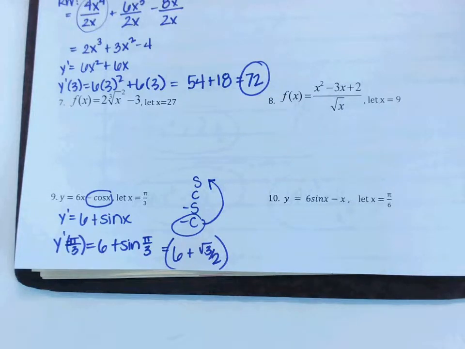Good? Or you can just do unit circle. Either one. Okay, ready? Turn to the back page.